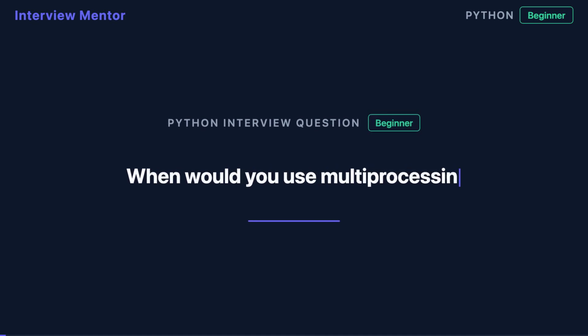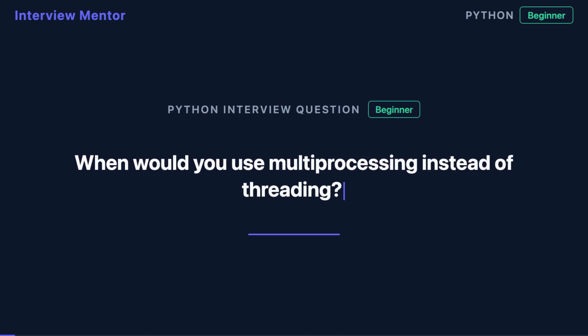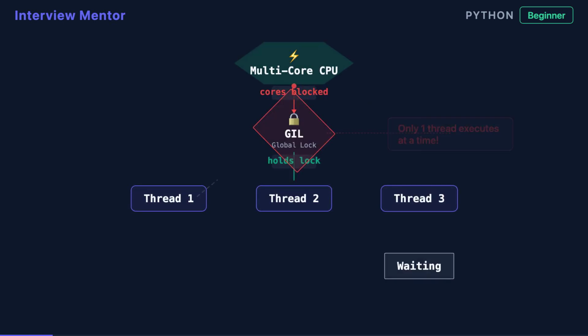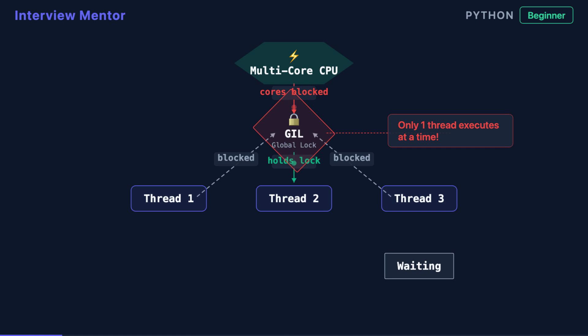Here's a surprising fact. Python's threading can actually make CPU-intensive code run slower than single-threaded execution. The culprit? The Global Interpreter Lock, or GIL. The GIL is a mutex that protects Python objects, preventing multiple threads from executing Python bytecode simultaneously. Even on a multi-core CPU, only one thread can hold the GIL and execute at a time.